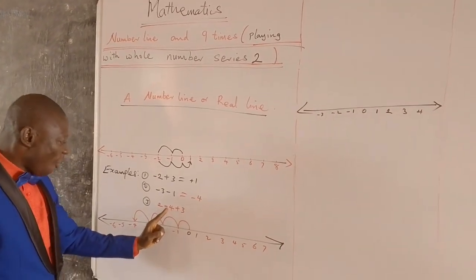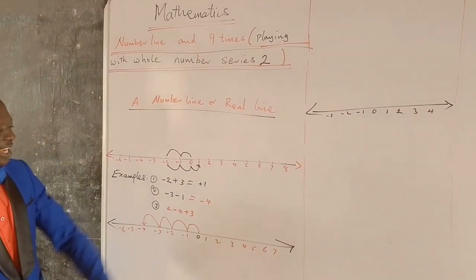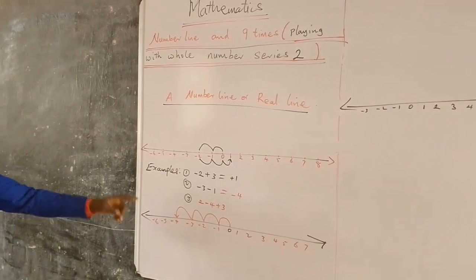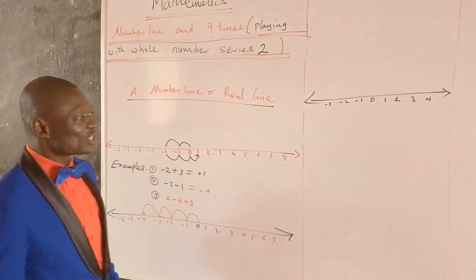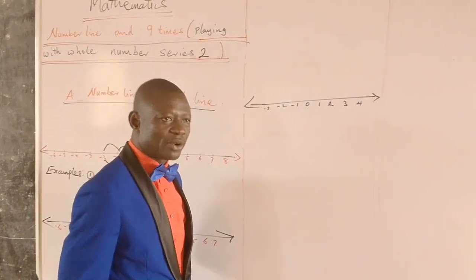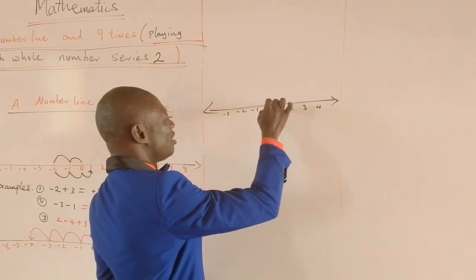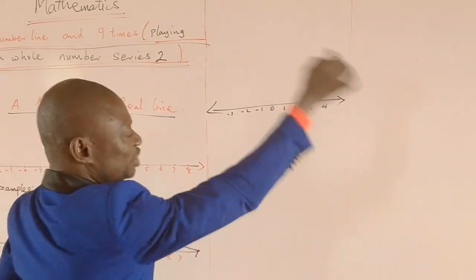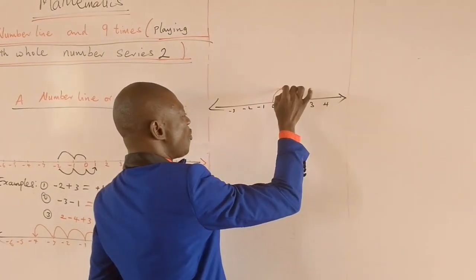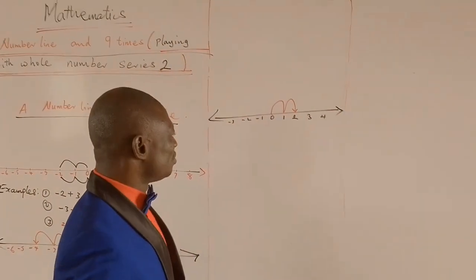+2, -4, and +3. Let us use this number line here, or real line, and get the answer. The first one is +2, and we must start from the origin, from 0. Starting from the origin here, how many times are we going to move? 2 to the positive direction. So here we move 1, 2. We are here now. 2.